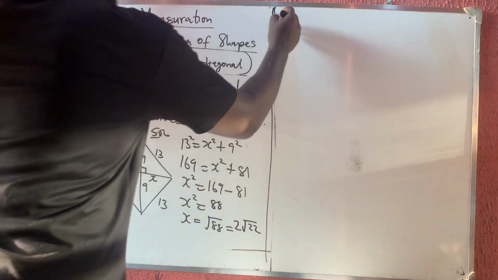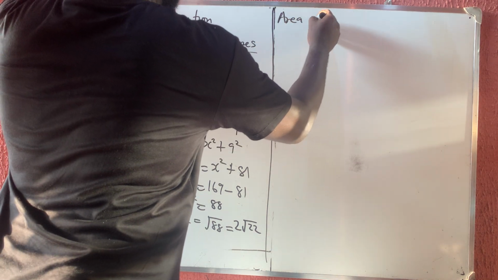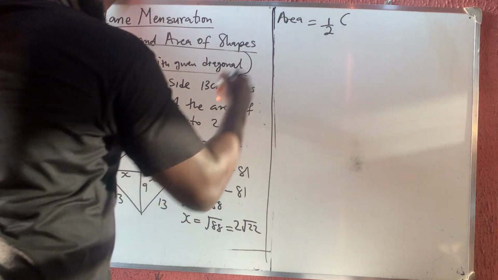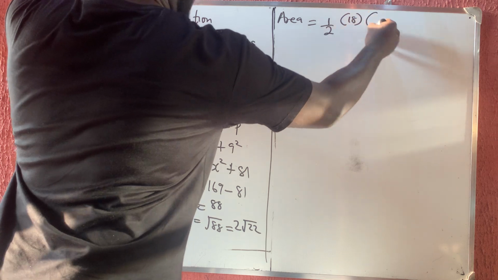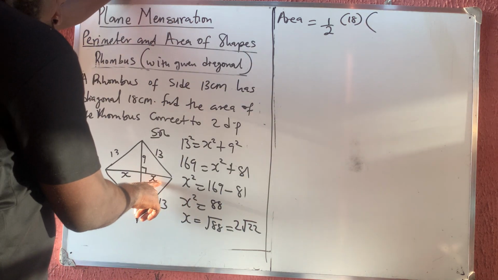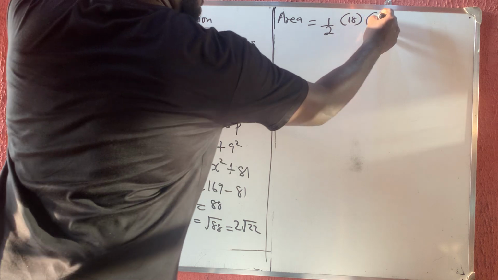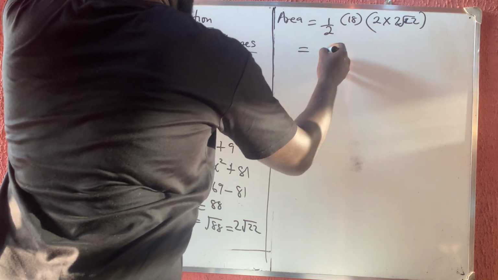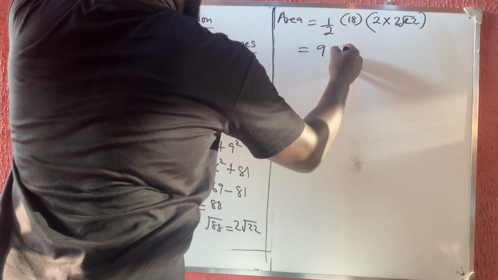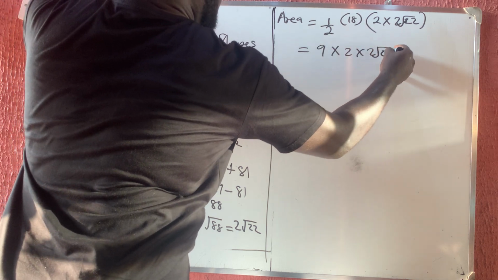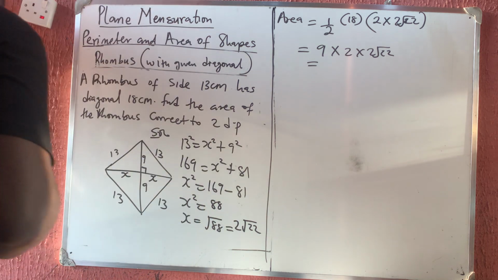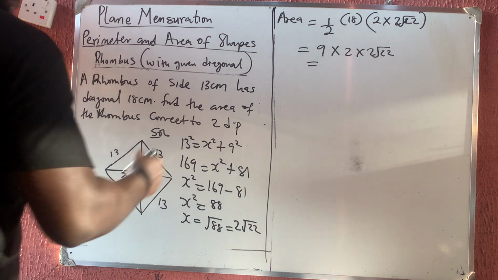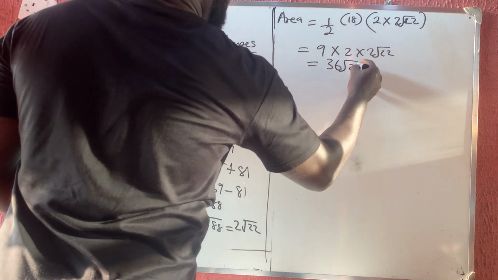You should now know the area of the rhombus. The first diagonal is 9 plus 9, that is 18. Then the other one is this plus that, which is 2 times this, so 2 times 2 root 22. Therefore, half of this product is 9 times 2 times 2 root 22, which gives 9 times 2 times 2, so I'm having 36 root 22.